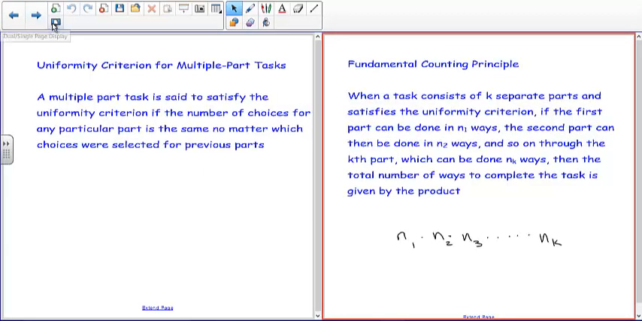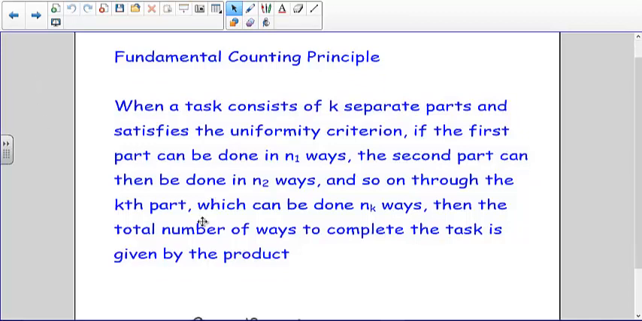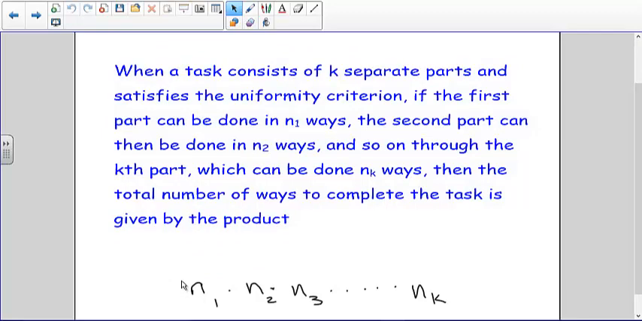Okay, so here's the fundamental counting principle. When a task consists of k separate parts and satisfies the uniformity criterion, if the first part can be done in n sub 1 ways, the second part can be done in n sub 2 ways, and so on through the kth part, which can be done n sub k ways, then the total number of ways to complete the task is given by the product of all of those subscripted variables. So the subscript just refers to which step of the process, and this is making it general so it can have any number of steps.